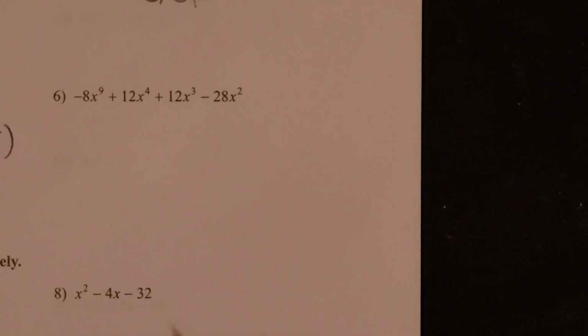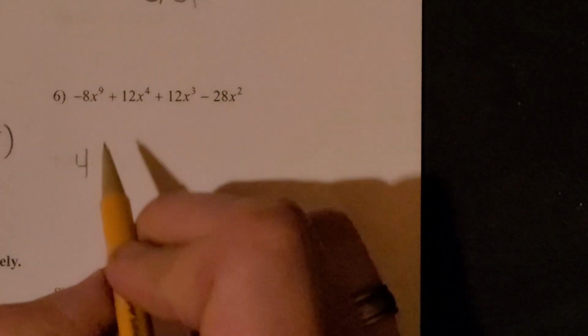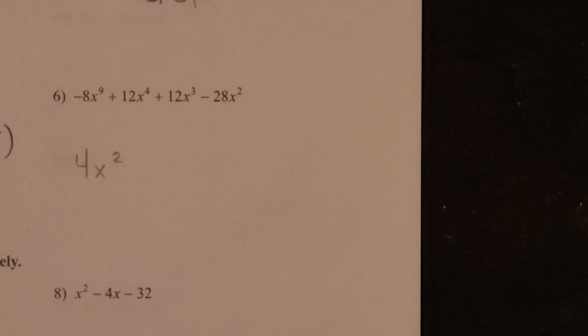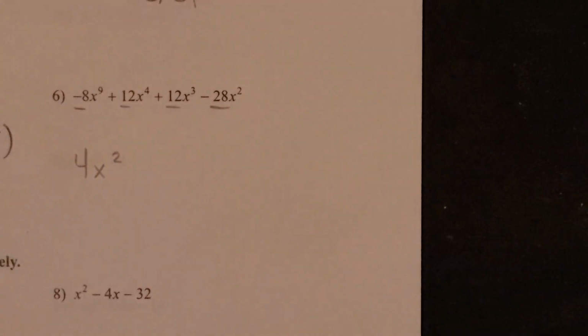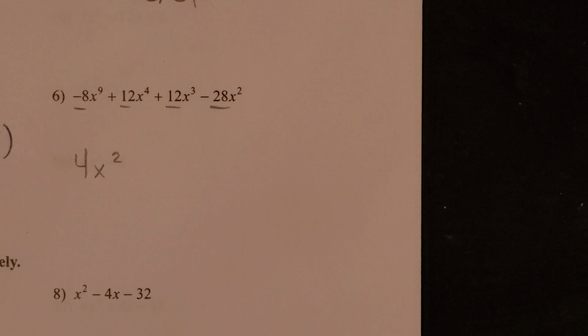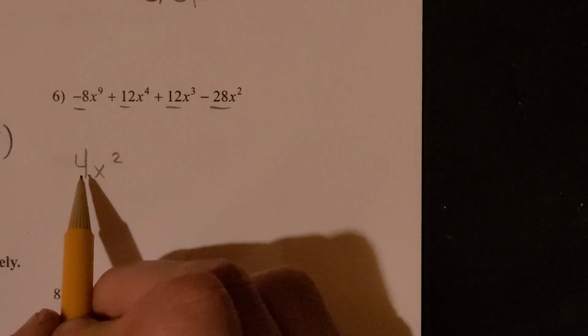On number 6, you should have figured out your GCF was 4x squared. It's got 4 different numbers here. So, between 8, 12, 12, and 28. Notice I'm kind of ignoring the negatives for a hot second, because I'm just looking at the numbers, not the negative or positive sign. But between 8, 12, 12, and 28, the GCF is 4.